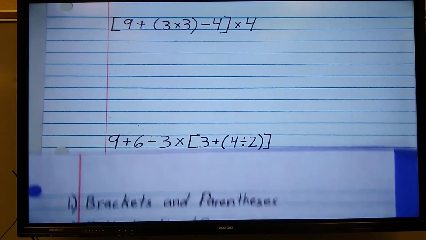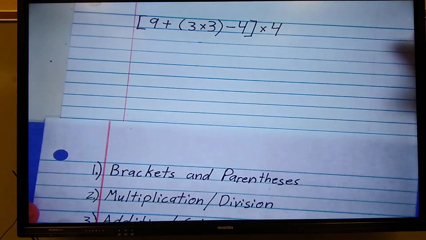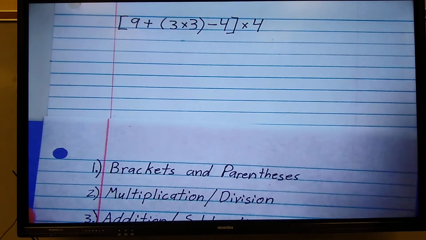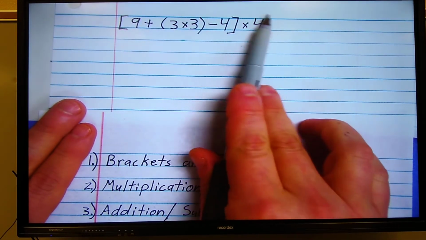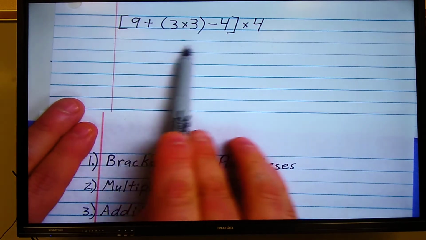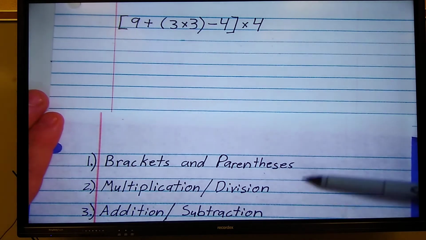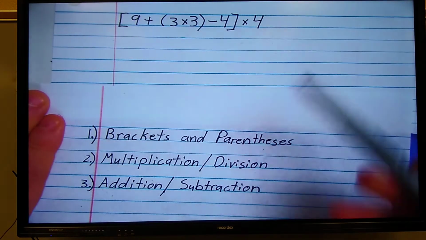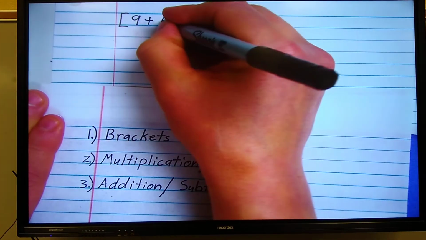All right, let's see how good you did, or bad. All right, I do have brackets. That means this times 4 right here is going to be the last thing I do because it's outside the brackets. I must do everything inside the brackets, but I have to follow the order of operations. So inside these brackets, I have parentheses. So I'm going to do that first.